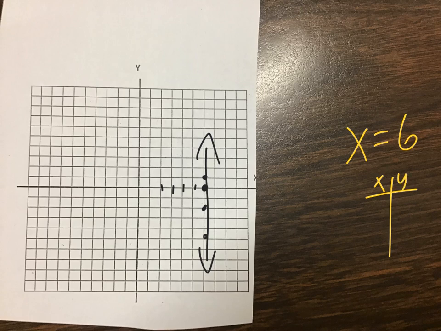The other way to think about it is to make your own little chart. x is always 6, so if I put in 0, 1, and -2, 6, 0 would be here, 6, 1 would be here, 6 and negative 2 would be here, right? Boom, boom, boom, there's our line.